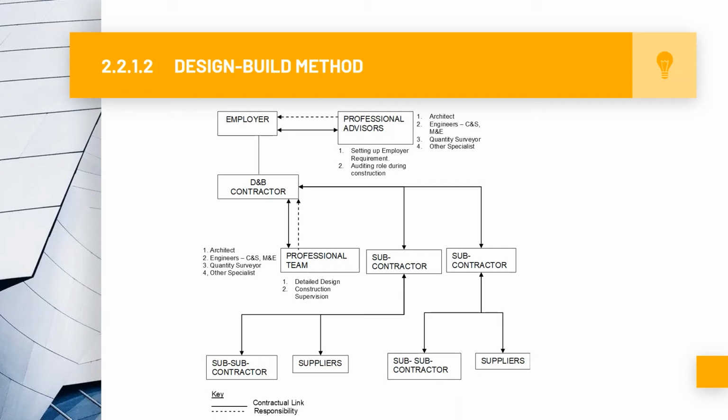And after the employer, we also have the D&B contractor, which is design and build contractor. And under the D&B contractor, we have the professional team. And then we also have subcontractor. And under the subcontractor, we have another subcontractor and their own suppliers. And it's the same for the another subcontractor.